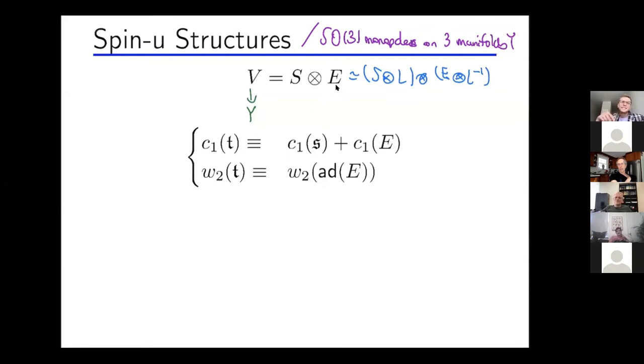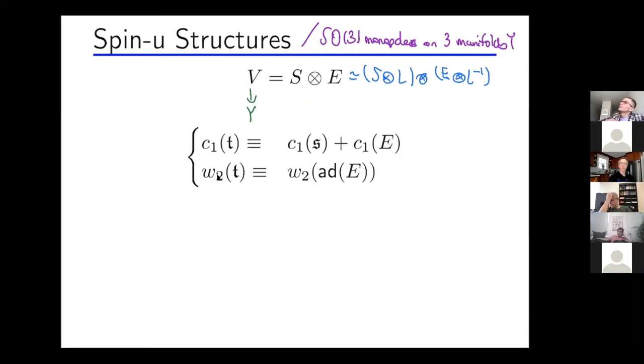Now, this is not an intrinsic characterization, because, for example, if you tensor S with a complex line bundle L and E with L inverse, that's more or less the same isomorphism class of spin U structure as the one before. But it's a simple exercise in characteristic classes that if you define these two characteristic classes in this way, they are independent of this particular decomposition of the spin U structure.